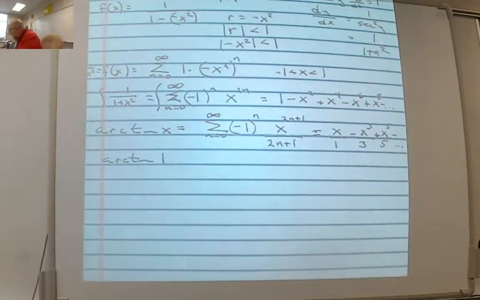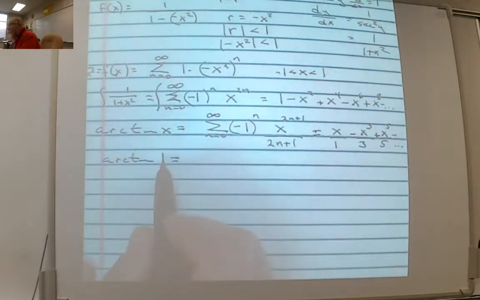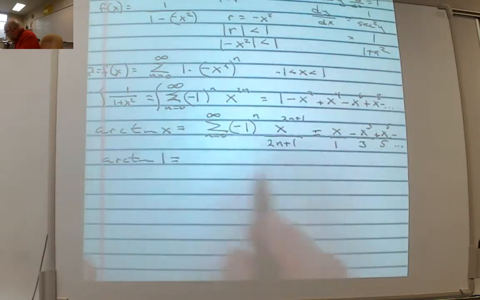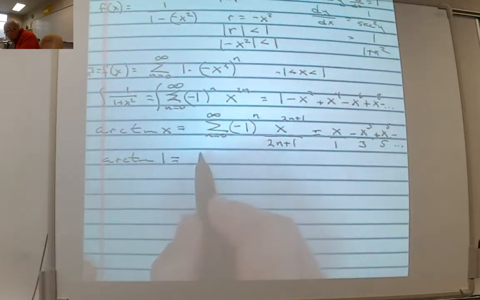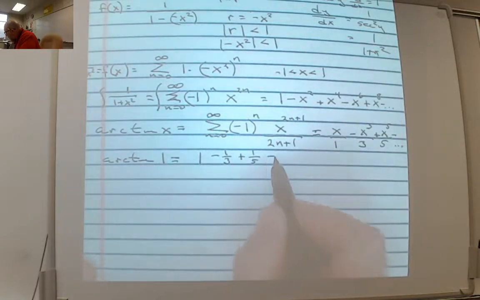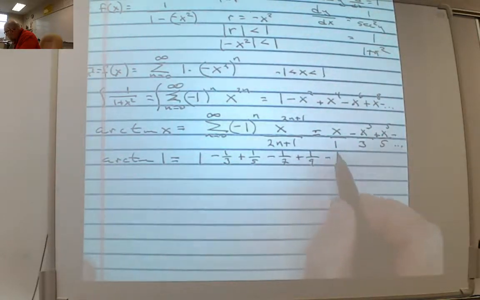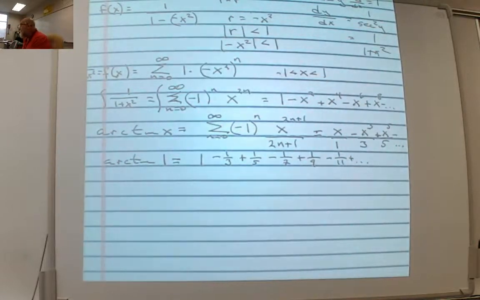So I'm going to put 1 in here. And what am I putting 1 into? I'm putting it into x. So this means I'm going to have 1 over 1, which is 1, minus 1/3, plus 1/5, minus 1/7, plus 1/9, minus 1/11, plus ... Correct?